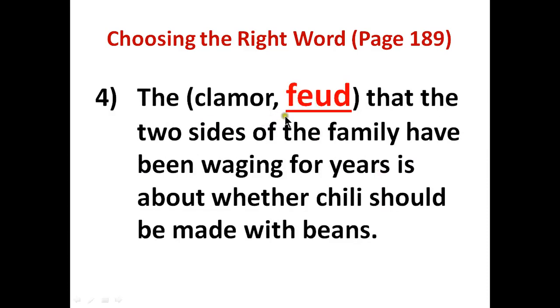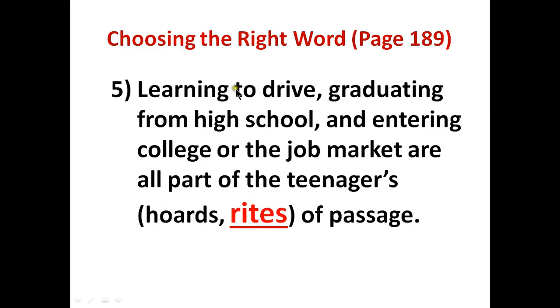Number 4. The feud that the two sides of the family have been waging for years is about whether chili should be made with beans. Feud is the answer for number 4. Feud means a clash or a problem or a conflict or a fight between two groups or families. Number 5. Learning to drive, graduating from high school and entering college or the job market are all part of the teenager's rites of passage. Rites is the answer for number 5. It means ceremonies or events.